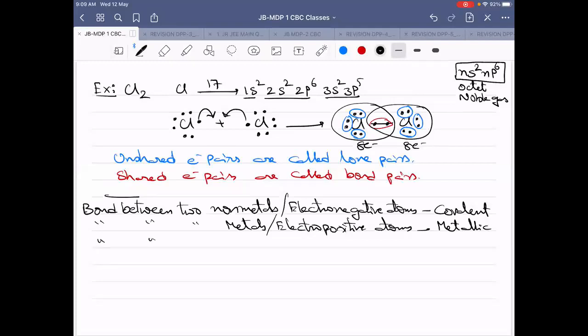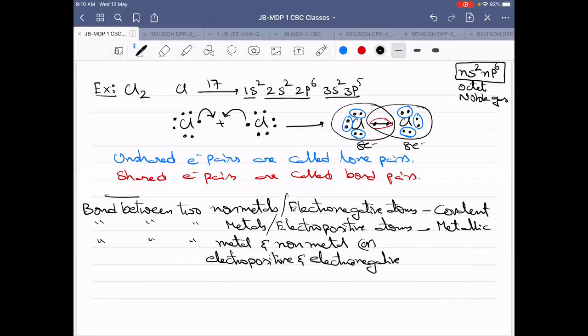Then the bond formed between metal and non-metal, or electropositive and electronegative atoms, is ionic bond. Ionic bond. Remember these points.